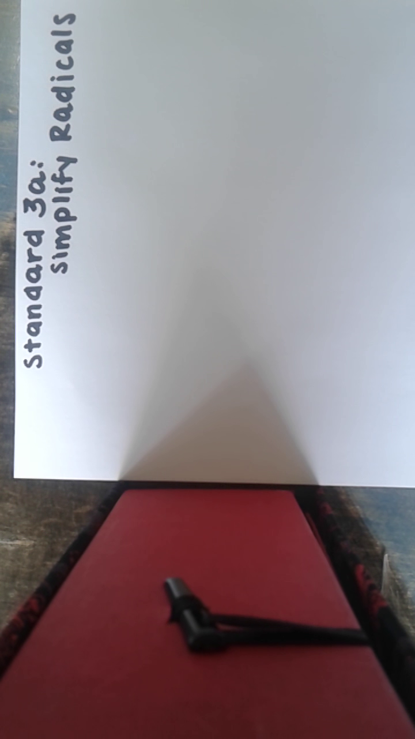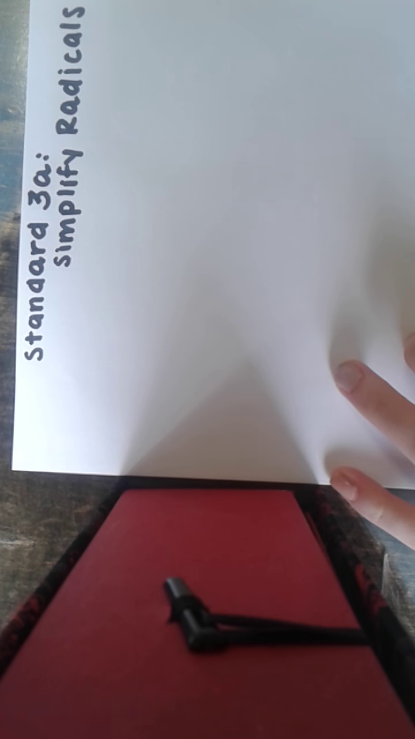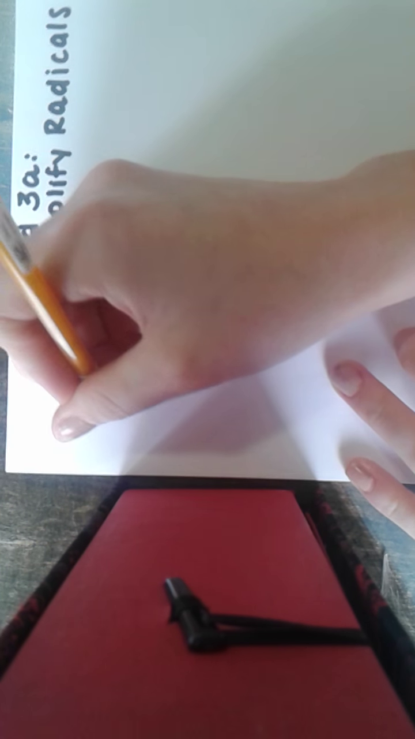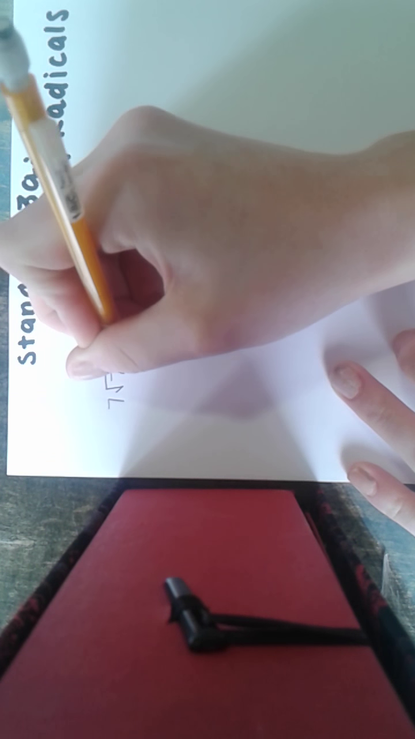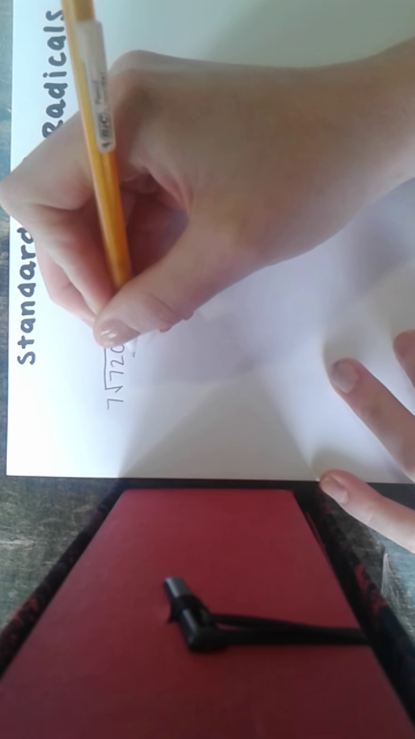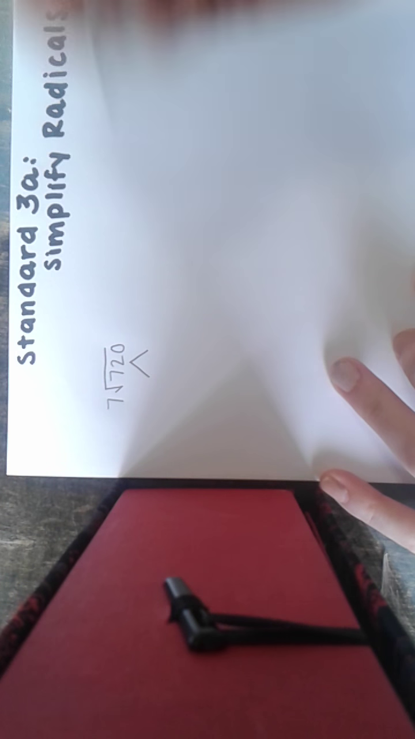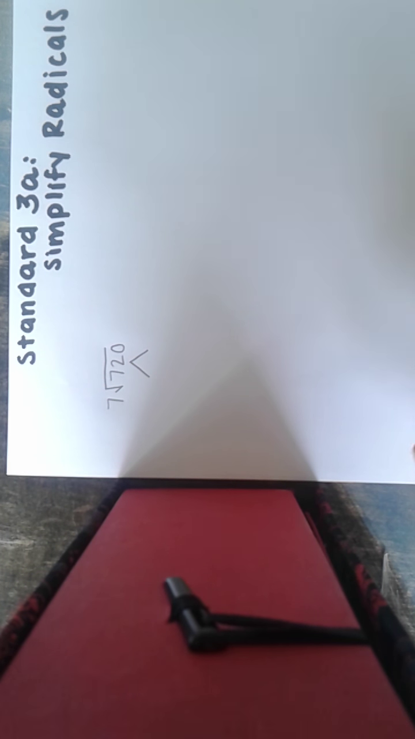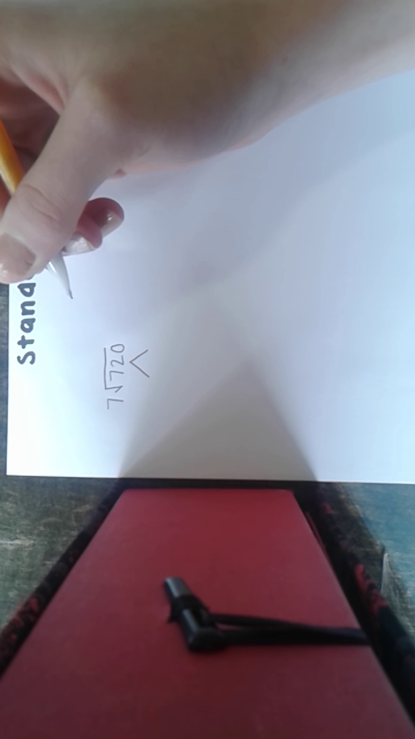Standard 3A, simplifying radicals. So when you're simplifying radicals, you're going to have a problem that looks similar to this: 7 radical 720. Your first step is to go to the number inside the radical, and I like to say this is called a factor tree. So basically, you're going to find factors of 720.